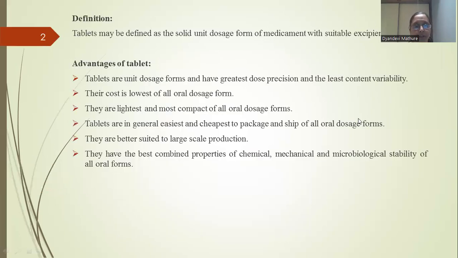So what is the definition? As you all know, it is a solid dosage form of medicament with suitable excipient. So a tablet may be defined as the solid unit dosage form of medicament with suitable excipient. Many medicaments, or we can say many active pharmaceutical ingredients, when they are mixed with suitable excipients, result in the formation of a unit dosage form. That is nothing but the tablet.